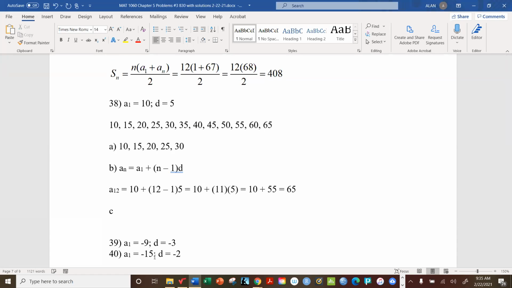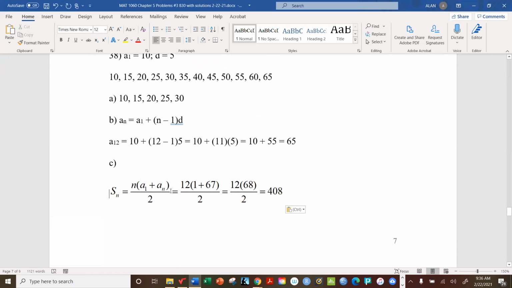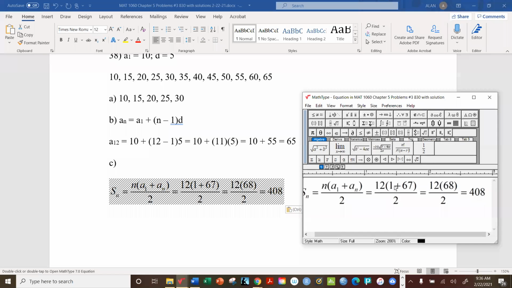And then C, I'm just going to recycle this equation because I can. That's kind of nice. So the only difference here is that the 12 is still N, and it's still 12, but the first term is 10, the last term is 65. So I've actually got this time 12 times 75 over 2. And that turns out to be 450.